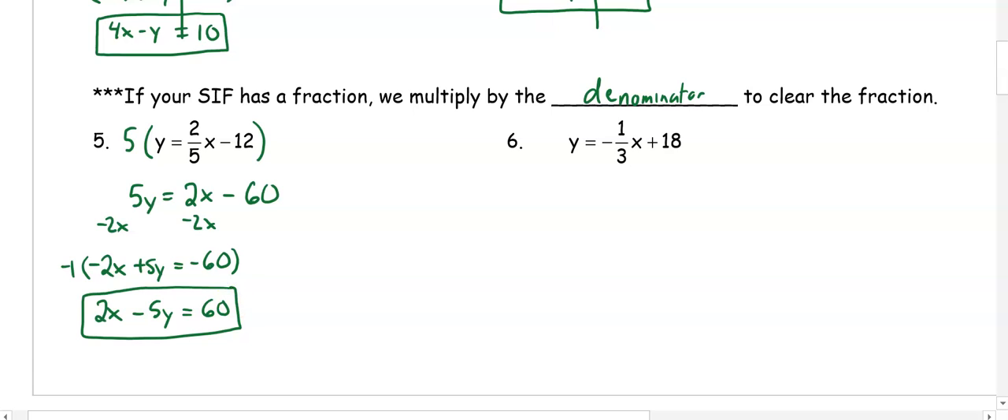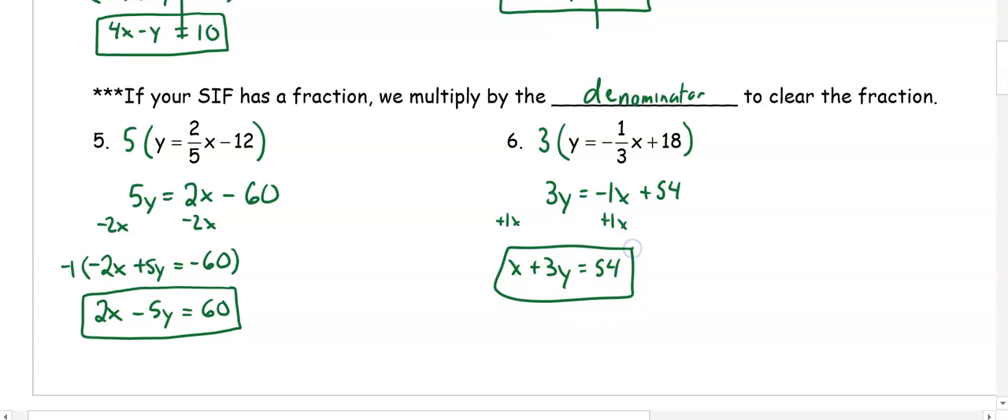In number 3, we have y equals negative 1/3 x plus 18. So to get rid of that fraction, we're going to multiply by 3 because that's in the denominator. So we get 3y equals negative 1x plus 54. Then we're going to add 1x to both sides. So we get x plus 3y is equal to 54. The x has a positive in front of it, so we are good. We don't have to multiply in this one.